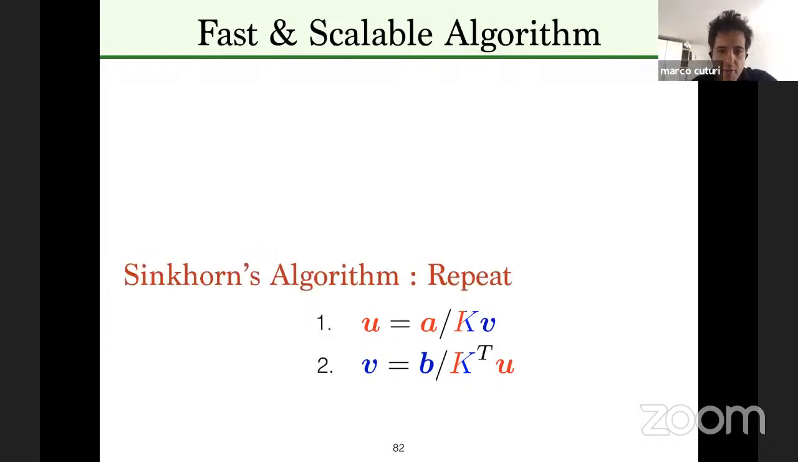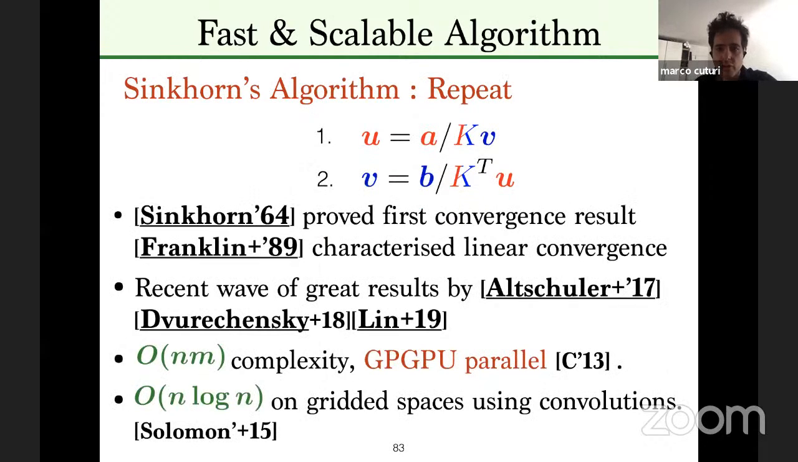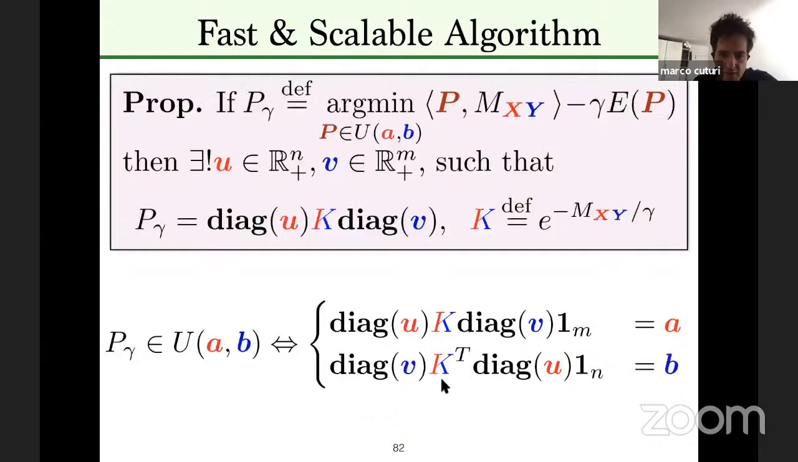And there's a very simple approach to solving it, which is provably convergent, and it's called Sinkhorn's algorithm. It's basically repeating the iteration that U is set so that A is equal to A divided by KV. You initialize V randomly. And next, V is set so that B is equal to B divided by K transpose U. If you iterate this, in the end, you will converge to a solution that will satisfy exactly this.